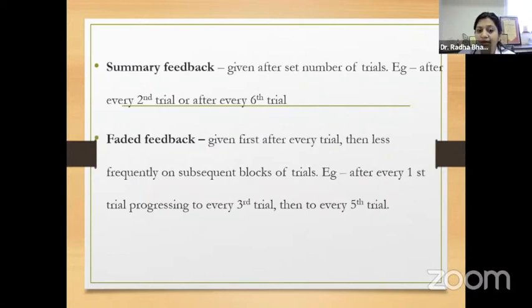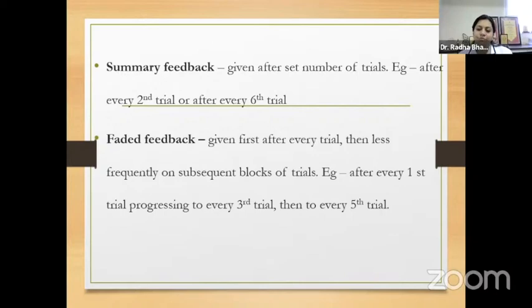Next is your summary feedback. This is given after a set number of trials, like after every 2 trials or after every 7th trial, that you will be giving a feedback which will be a summary of all together. So delayed feedback can be given in the form of summary feedback.